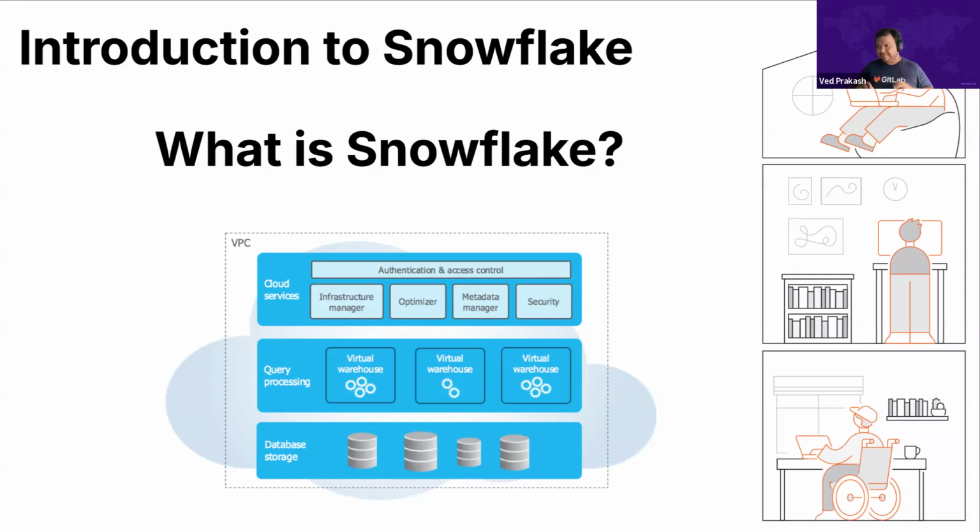In this diagram, which you see on the screen, there is database storage, which is the storage layer. Then there is query processing, which is the virtual warehouse. You can think of the virtual warehouse as the heart of the processing, where you have certain RAM and disk associated, and where you do the processing. Then you have a cloud services layer where you have the UI to interact with Snowflake: authentication and access control, infrastructure service manager, optimizer, metadata manager, and security. All these things get bundled as one, and that's what makes Snowflake unique.